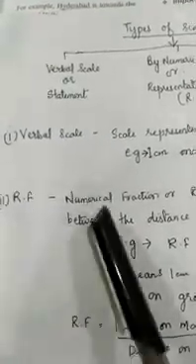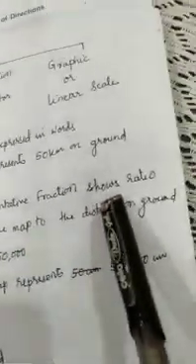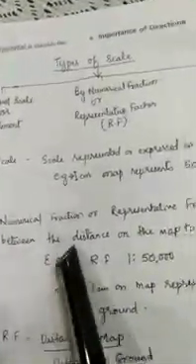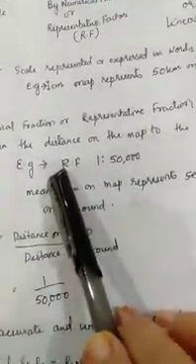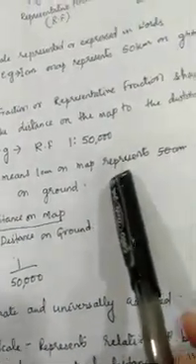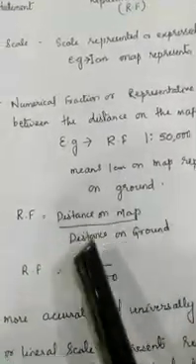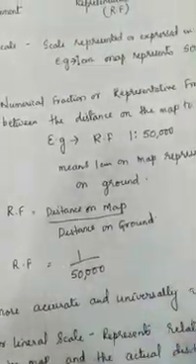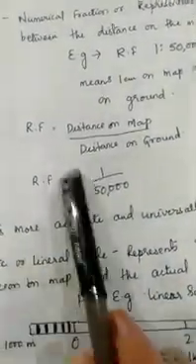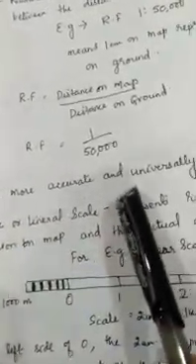Then RF scale or numerical fraction, which is known as representative fraction, shows the ratio between the distance on the map to the distance on the ground. Example, RF 1 is to 50,000 means 1 centimeter on the map represents 50,000 centimeters on the ground. RF is a ratio, written as distance on the map by distance on the ground. RF is equal to 1 by 50,000, and this is the more accurate and universally accepted method.